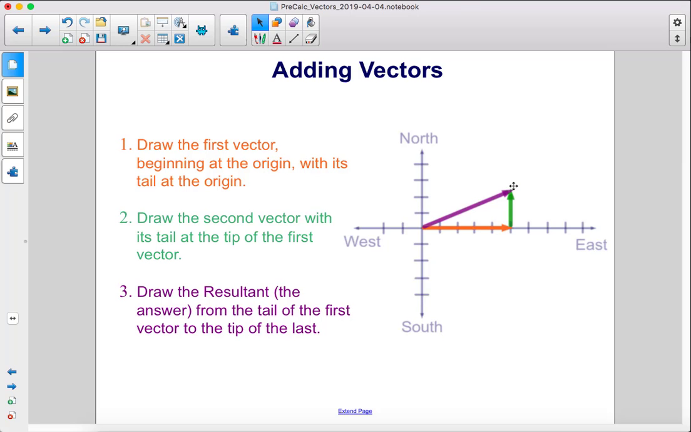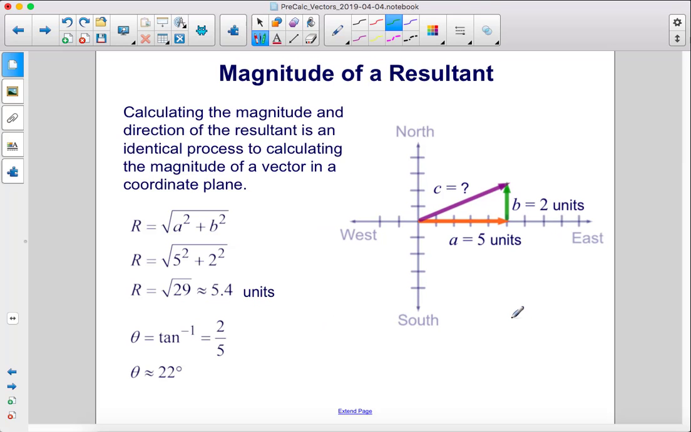last vector. Calculating the magnitude and direction of the resultant is an identical process to calculating the magnitude of a vector in a coordinate plane. So the magnitude of the resultant here is going to be the square root of a squared plus b squared, which is 5 squared plus 2 squared, so the square root of 29, which is about 5.4 units.